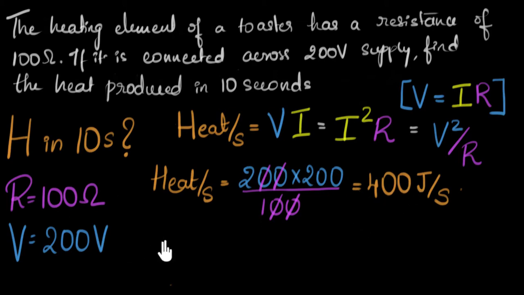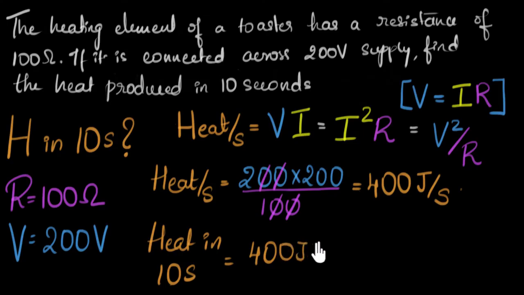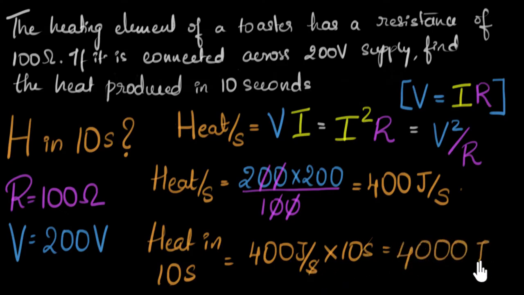So last step, heat in 10 seconds. That's going to be 400 joules per second times 10 seconds, and that's going to be 4,000 joules. So the total heat produced in 10 seconds in our heating element is going to be 4,000 joules.